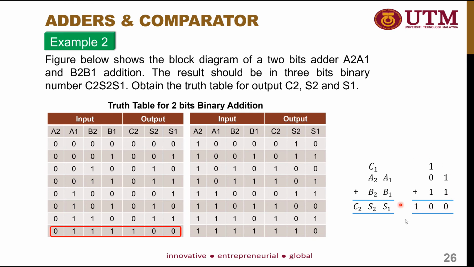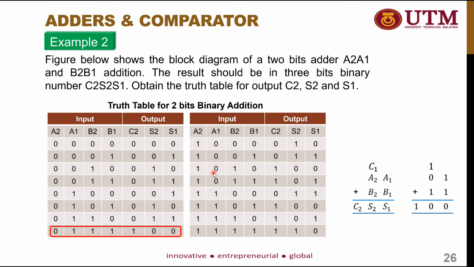So you repeat the same procedure for each and every possibility inside the truth table. So at the end of the operation, you will get the answer for each and every output. So you just do the similar adding operation, and you need to make sure of the sequence of the digits, where A2 is the MSB, A1 is the LSB, B2 is the MSB, B1 is the LSB. So by referring to that reference, you will be able to compute this truth table.